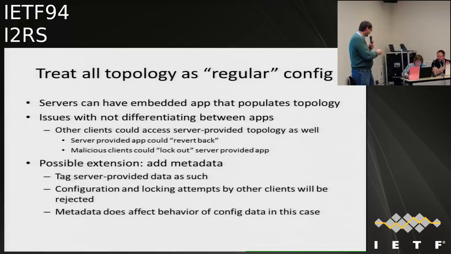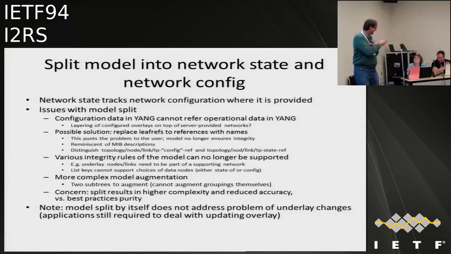Going forward, can you please advance? I don't think the advance button here works. It's just a pointer. So, okay. The second suggestion was to split the model into the network state and network configuration.